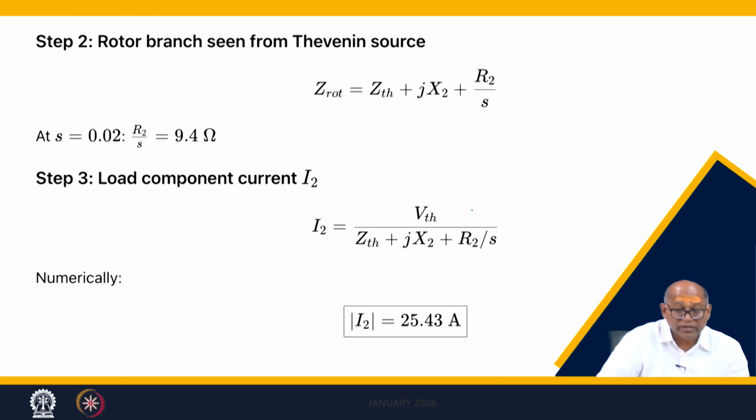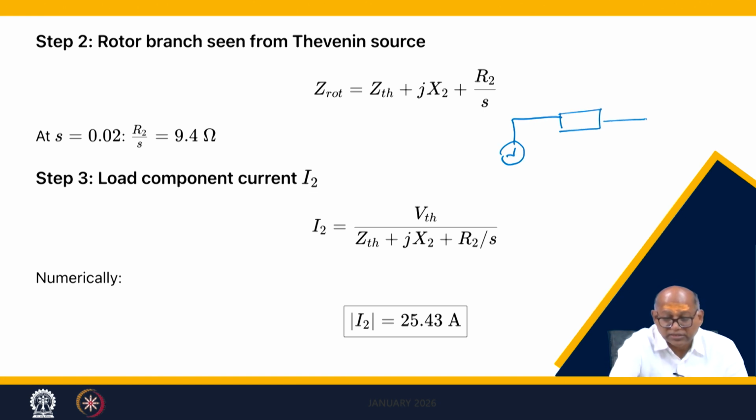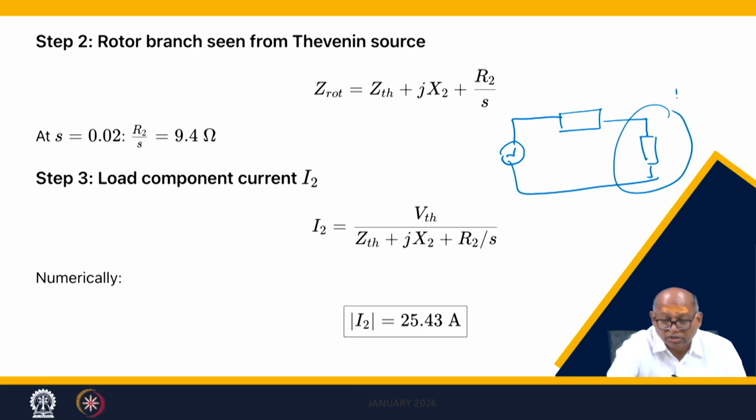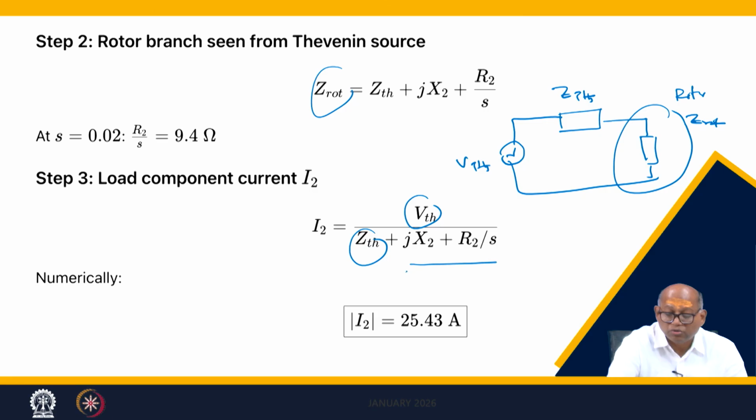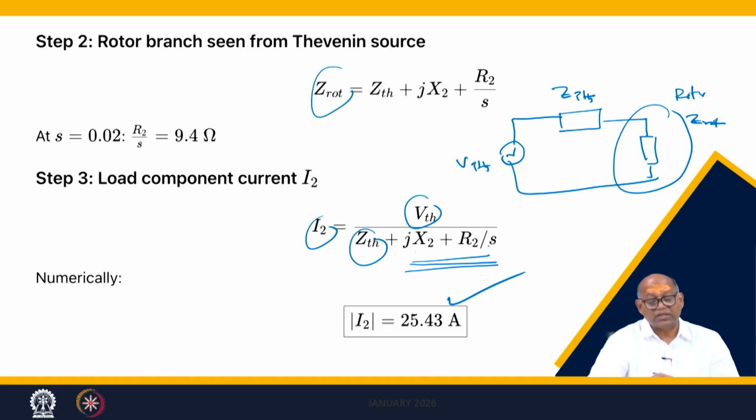Then you put it in the circuit. This is now the simple circuit. This is the Thevenin's voltage VTH, this is the Thevenin's impedance ZTH, and the whole remaining part is the rotor circuit, with rotor impedance jX2 plus the rotor resistance term. So you know I2, and you compute I2. It is very easy to compute I2. With modern calculators, you can do complex manipulations. That is not a big deal.